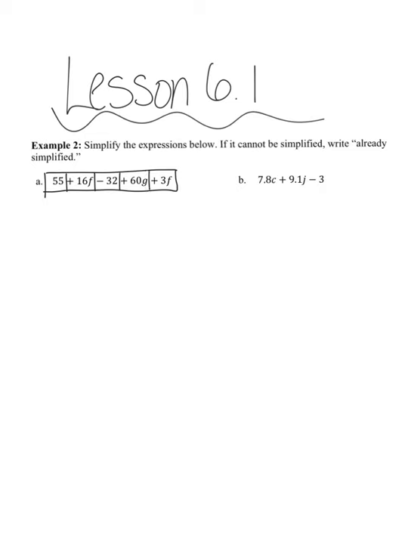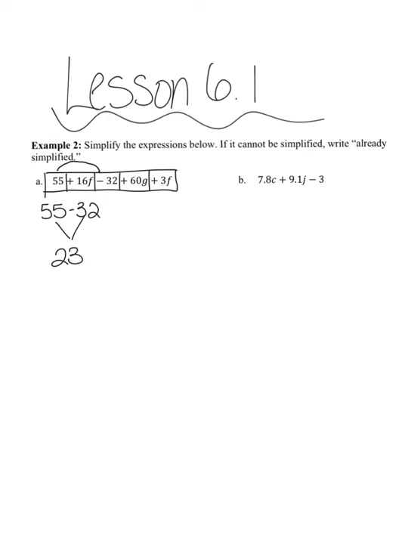And so as you can see, we've got a positive 55, a positive 16F, a negative 32, positive 60G, and a positive 3F. So now when we look at our first box here, we've got 55. And I see that 55 has no variable, so the only term that can be combined with 55 is negative 32. So I'm going to draw a line showing that those are connected. And when I take 55 and negative 32, that leaves me with 23.